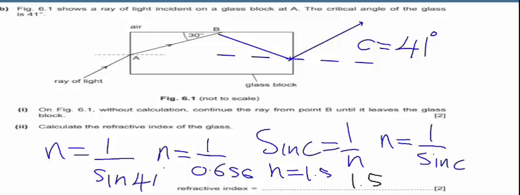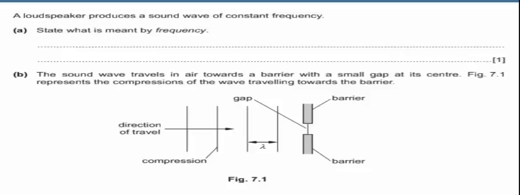So for refractive index, do not include the units, because it is a ratio. Let's see the next question.